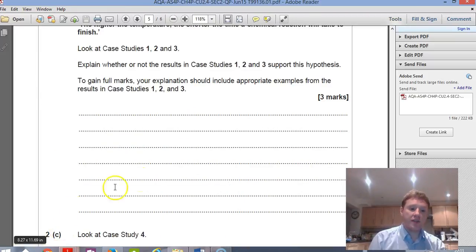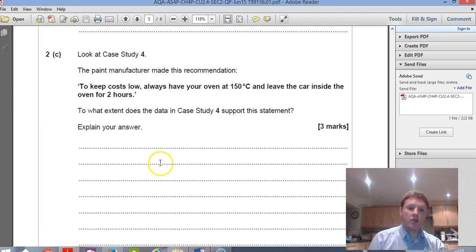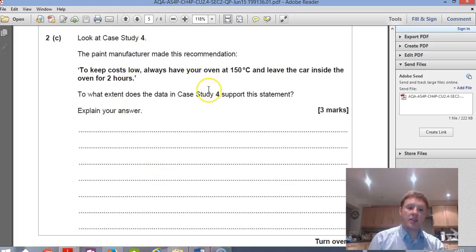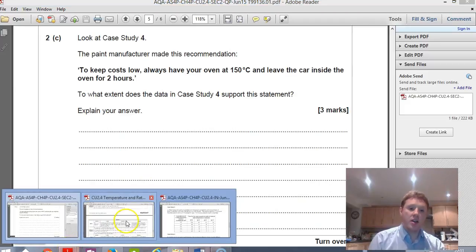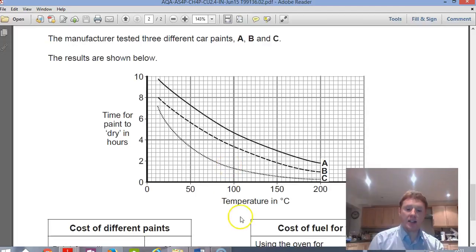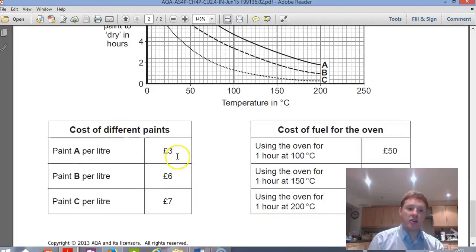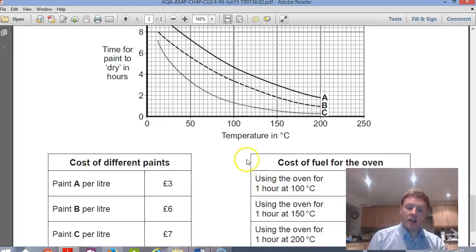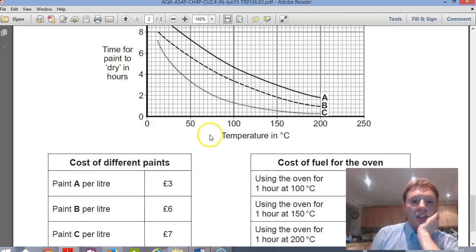Right. Case study 4, they're always hard. So to keep costs low, you have to have your oven at 150 degrees and leave the car inside the oven for 2 hours. So the hard thing about case study 4 is there's so many factors. You've got different paint, temperature, time for the paint to dry, and cost. But they've given you a starting point. They said 2 hours and 150 degrees Celsius is the cheapest way for the paint to dry. So 2 hours and 150 degrees gives that point there.